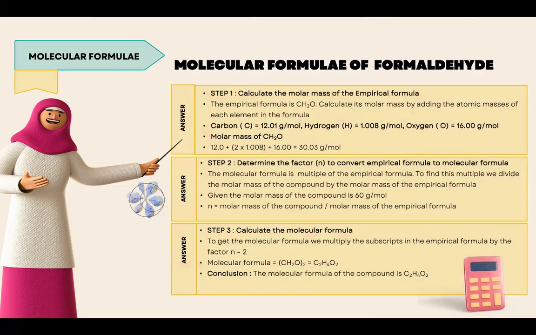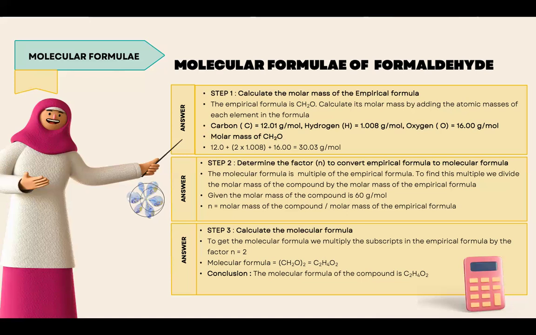To find the molecular formula of CH2O, you have to follow these steps. Step 1: calculate the molar mass of the empirical formula. The empirical formula is CH2O. Calculate its molar mass by adding the atomic masses of each element in the formula. CH2O consists of carbon, hydrogen, and oxygen. Carbon is 12.01, hydrogen 1.008, and oxygen is about 16. So the molar mass of CH2O is equivalent to 30.03 grams.